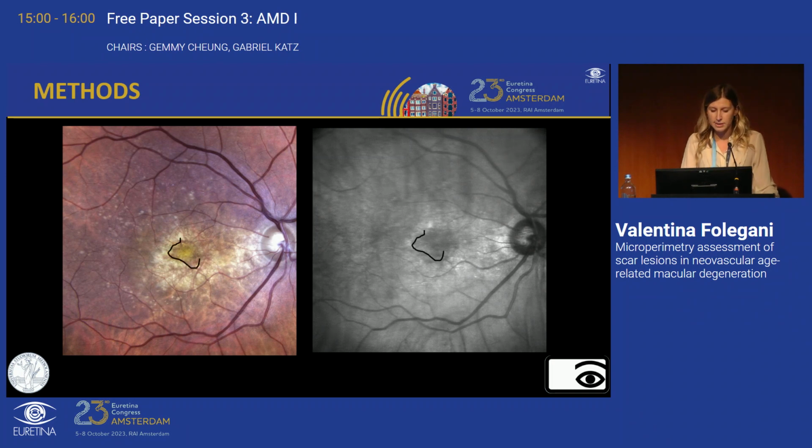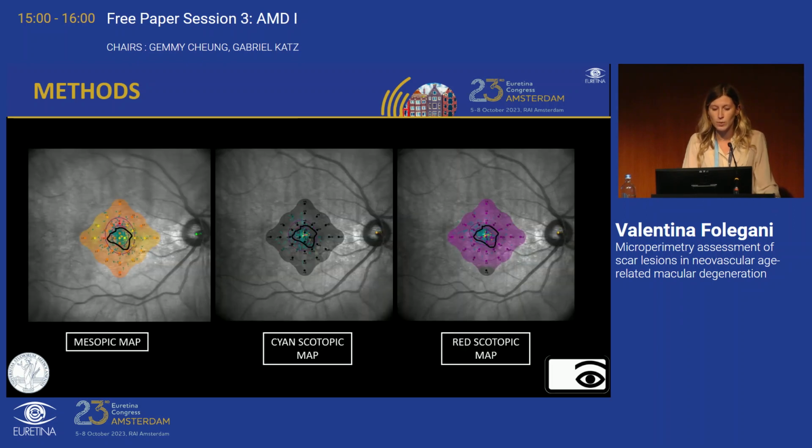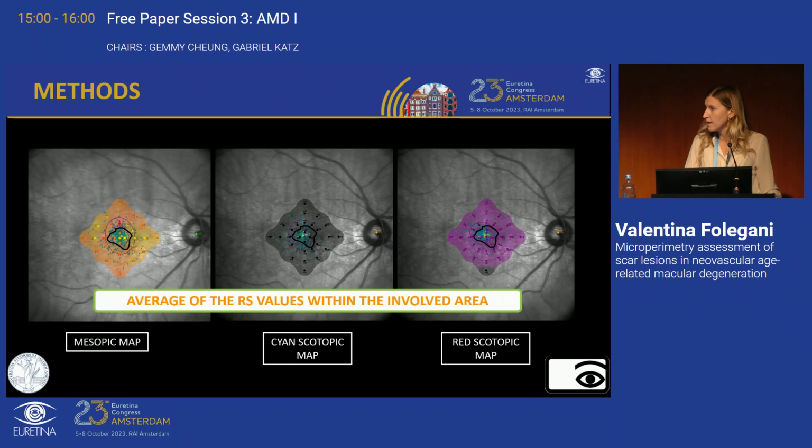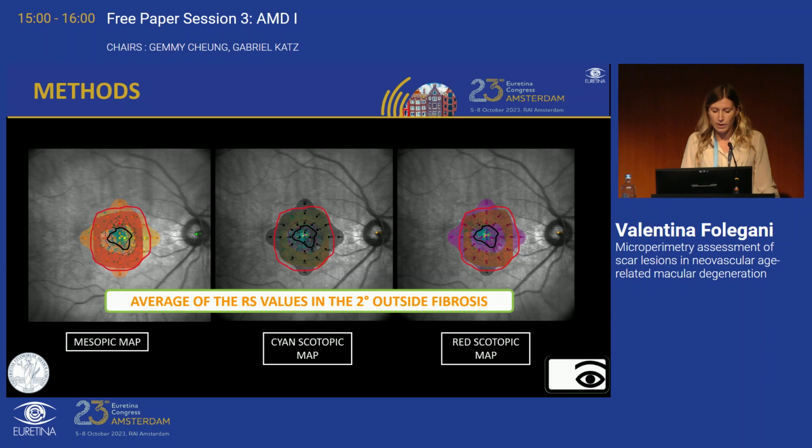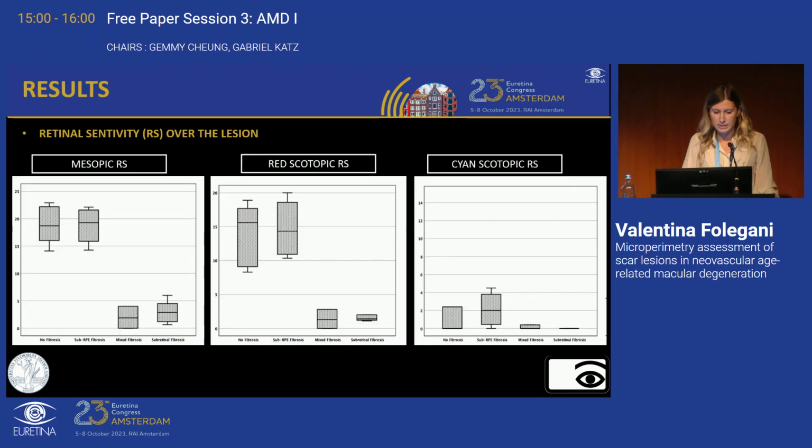This is an example of what we did later. So we identified our lesion, and then with ImageJ, we co-registered all the images that we obtained with the microperimetry, and we did this with all three maps, and we calculated the average of the retinal sensitivity values in the involved area. We also wanted to evaluate the area outside the lesion, and so also in this case, we evaluated the average of the values in the two grids outside the fibrosis.